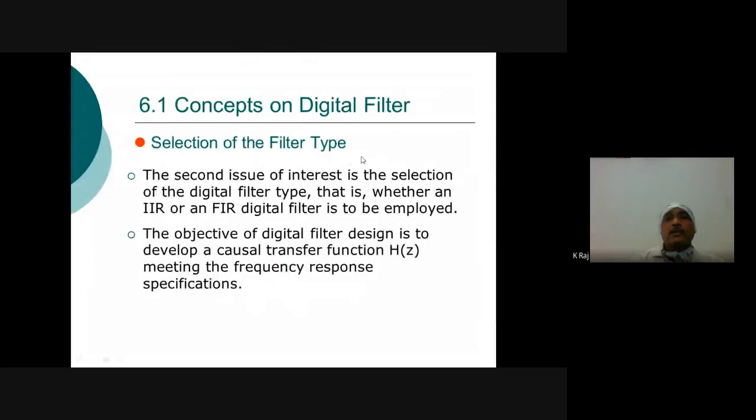Now, the selection of the filter type. The first step is the specification, and after the specification, the next step is to decide the filter type or the design method, meaning whether we are interested in an FIR filter or an IIR filter. The objective of digital filter design is to develop a transfer function, H(z), that meets each and every specification of the filter to be designed.